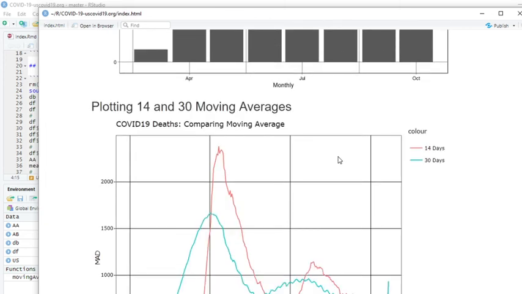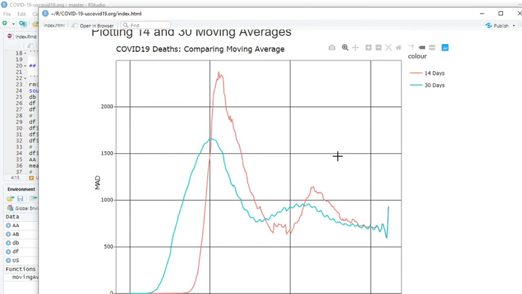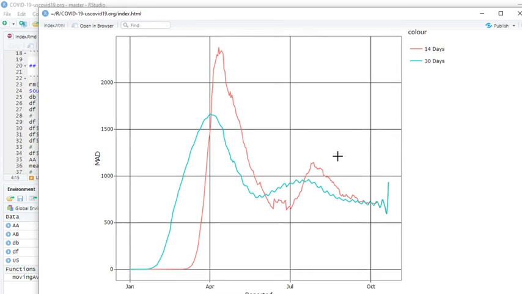Okay? And this is just a simple plot I did to amuse myself. The red line, as it says, is a plot of COVID-19 deaths, comparing a 14-day moving average and a 30-day moving average. Okay? I'm not sure if that's useful for any purpose or not, but there it is nonetheless.